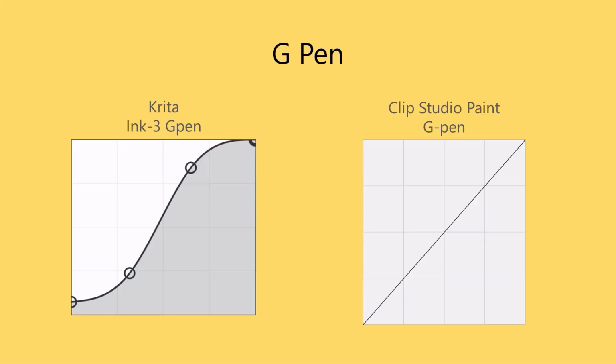We'll start with the G Pen. Krita calls it the Ink 3 G Pen, Clip Studio Paint calls it G Pen. Krita uses a sigmoid pressure curve, Clip Studio Paint just uses a null pressure curve. I am not claiming that either curve is correct or incorrect, but I was a little surprised to see that the curves are very different.